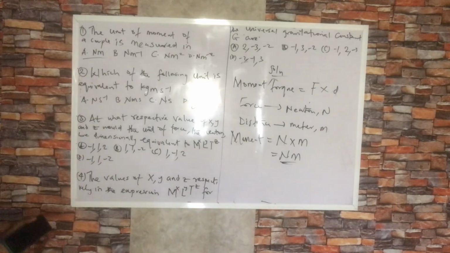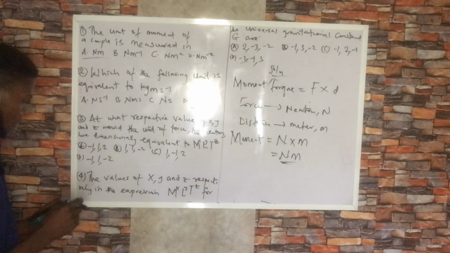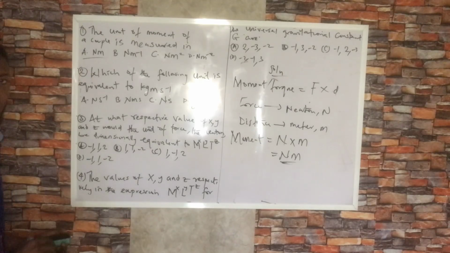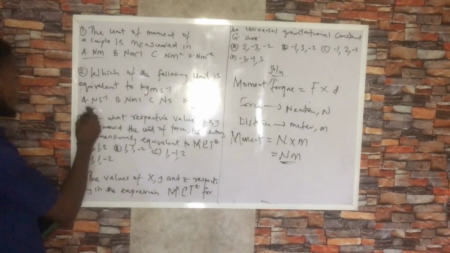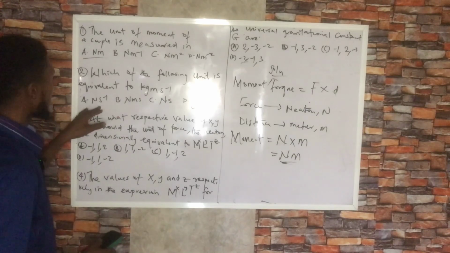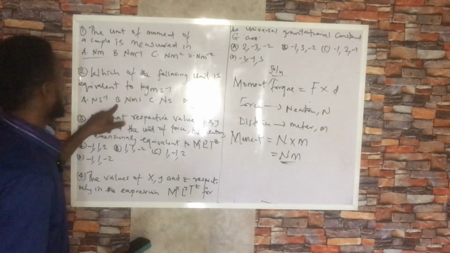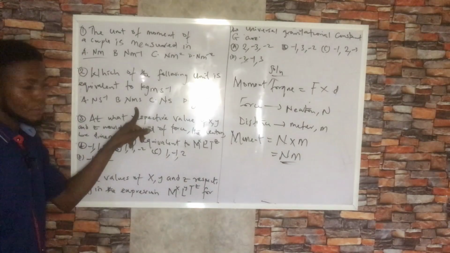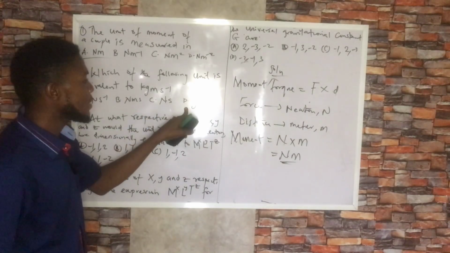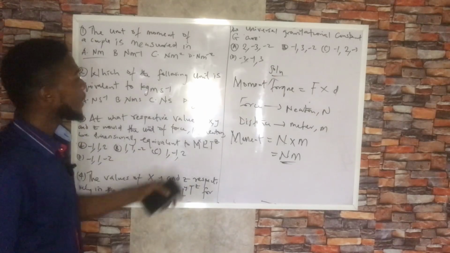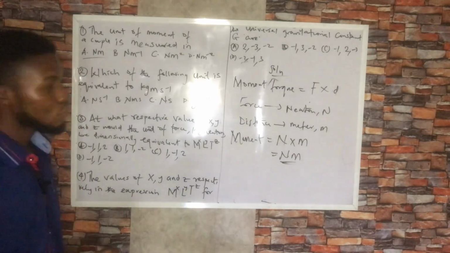So the second question says, which of the following units is equivalent to kg m s raised to the power minus 1? You have some options here. Option A says Newton per second. Option B says Newton meter second. Option C says Newton second. Option D says joule per second. We are not sure which should be the right answer, so we have to solve.